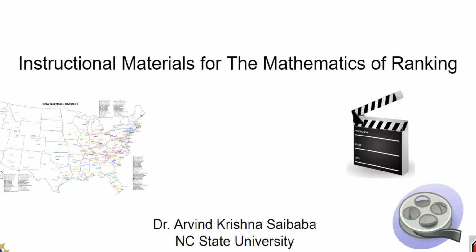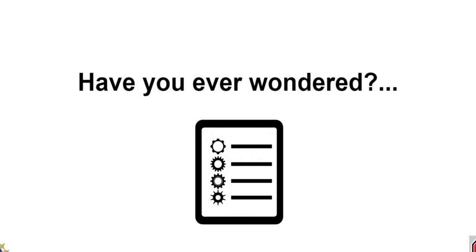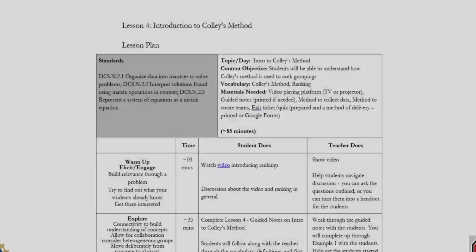Welcome to our video on instructional materials for the mathematics of ranking. Have you ever wondered how sports teams or top movies get ranked? Like, how does the NCAA rank its top college basketball teams? Or how do websites rank movies to create their top 100 list? In this module, students will explore this and other interesting ideas.